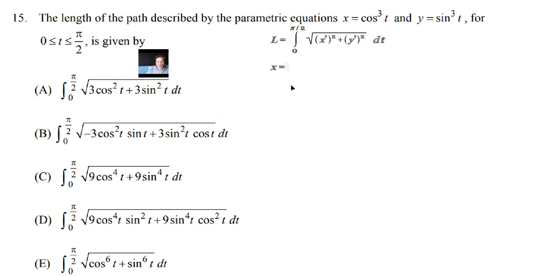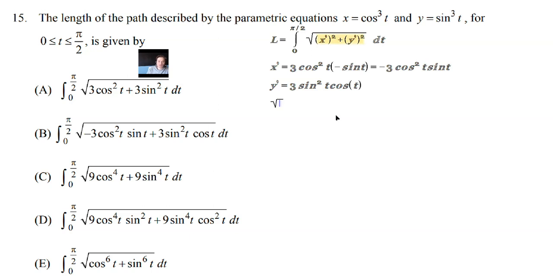In our case, x prime, I'm going to proceed as follows. Differentiate: 3 cosine squared of t, and then you have to multiply by the derivative of the inside, which is the cosine function. That would be negative sine of t, which we would normally write as negative 3 cosine squared t sine t. Now you have to form y prime. y prime is 3 sine squared of t, and the inside is a sine function, so multiply by its derivative, another cosine of t.